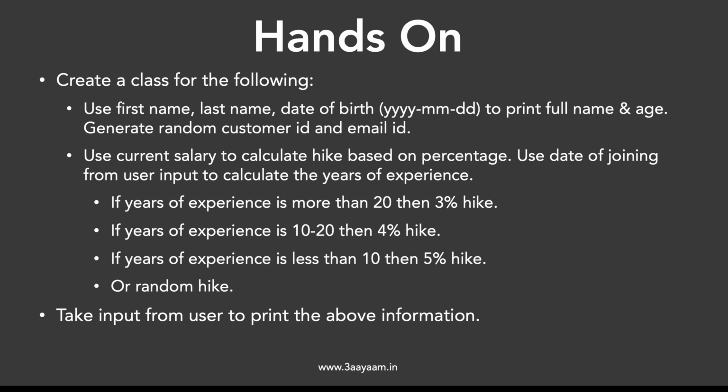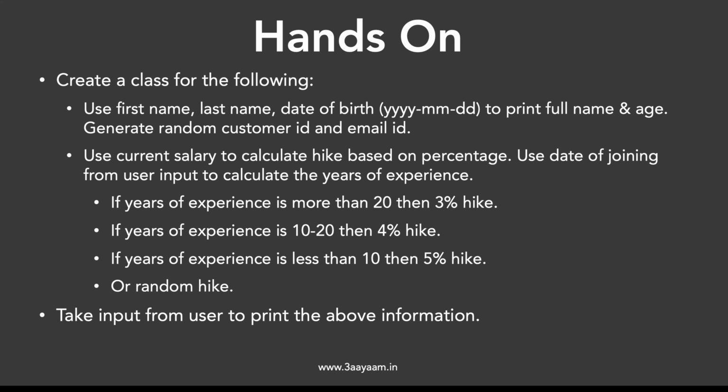In the second application, I think it's an employee application or maybe an employee manager application, wherein the manager would input the current salary to calculate a hike based on percentage, and will use the date of joining from the manager to calculate the years of experience. If the years of experience is more than 20, then 3% hike. If years of experience is 10 to 20, then 4% hike. And if years of experience is less than 10, then 5% hike, or the manager can also give some random hike. And for both the cases, we'll take input from the user.